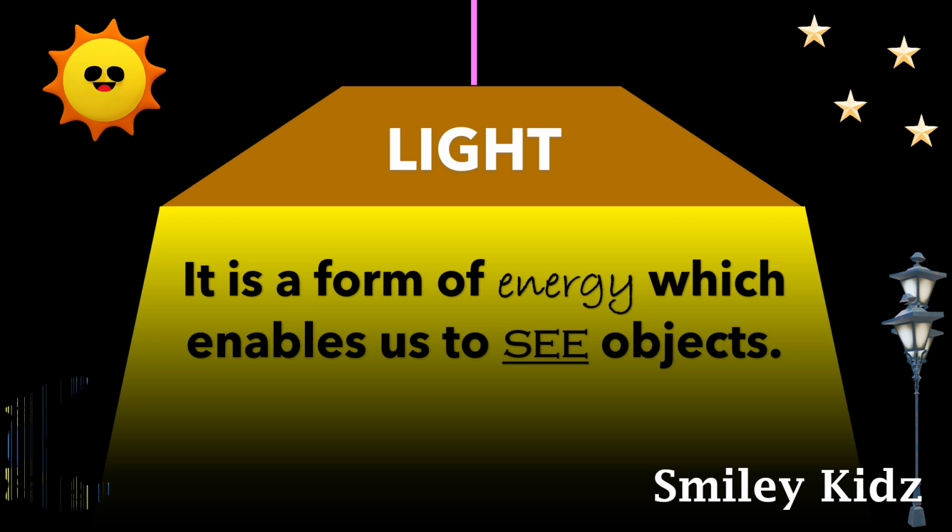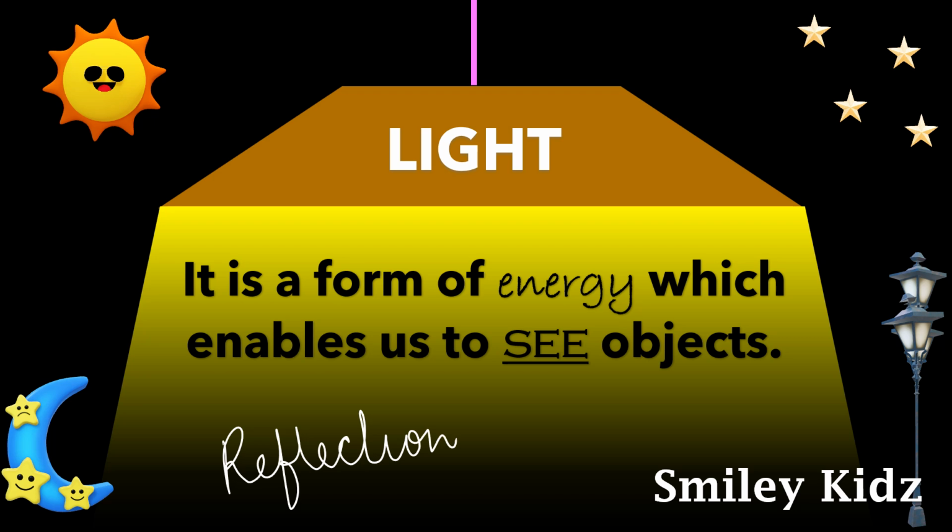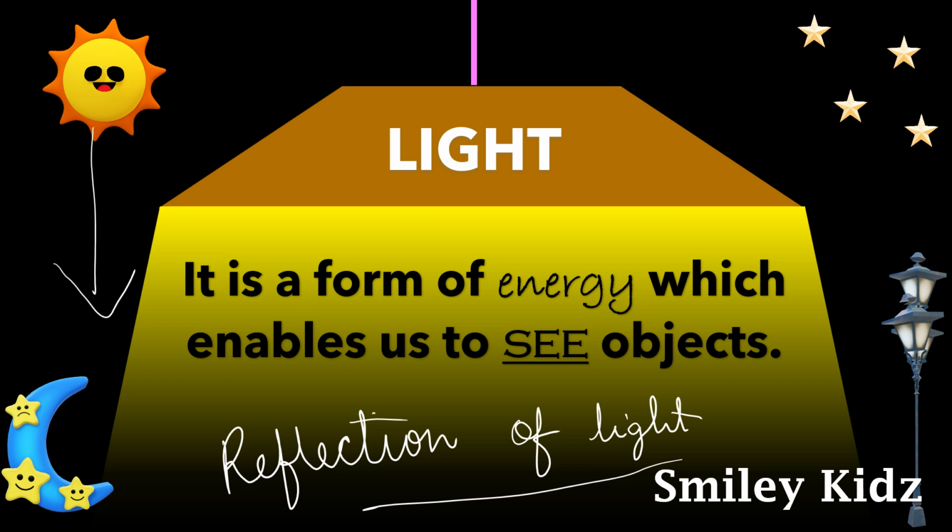But wait, the moon does not emit any light energy, but it is seen by us. Why does this happen? This happens due to the reflection of light. This happens due to the reflection of sunlight by it. Hence, we are able to see the moon. We get the sensation of vision when light from the different objects around us reaches our eyes and their images are processed in the brain.